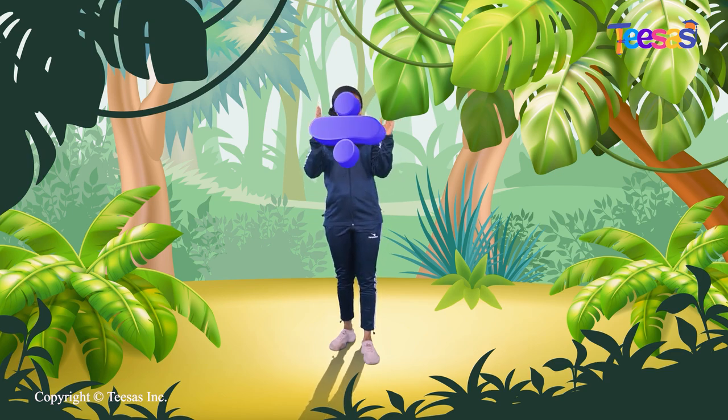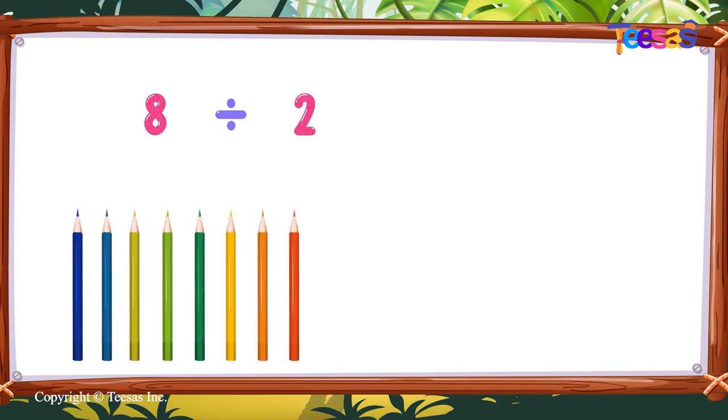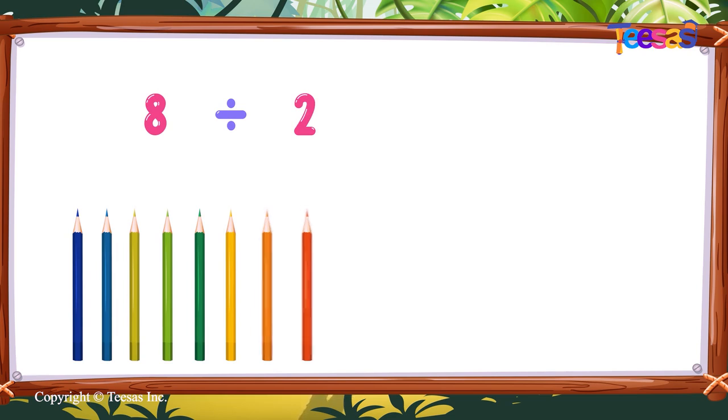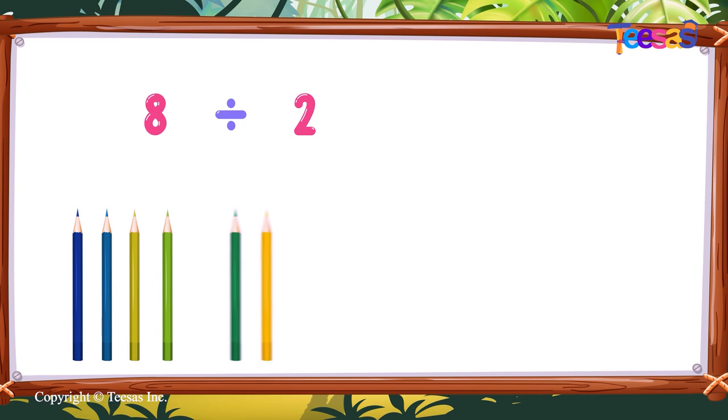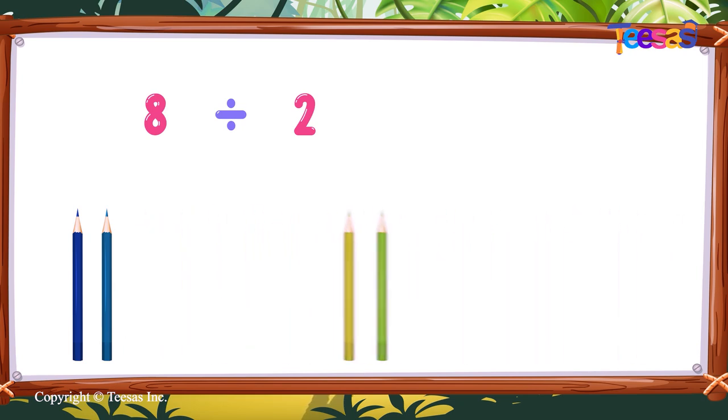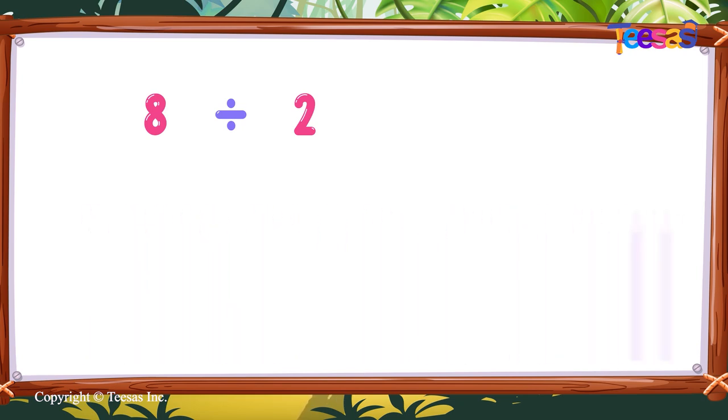This is the division sign. When you see the division sign between two numbers like this, you are to divide the larger number by the smaller number. This is done by taking away the smaller number from the larger number over and over again until there's nothing left. Let's represent the numbers with objects.